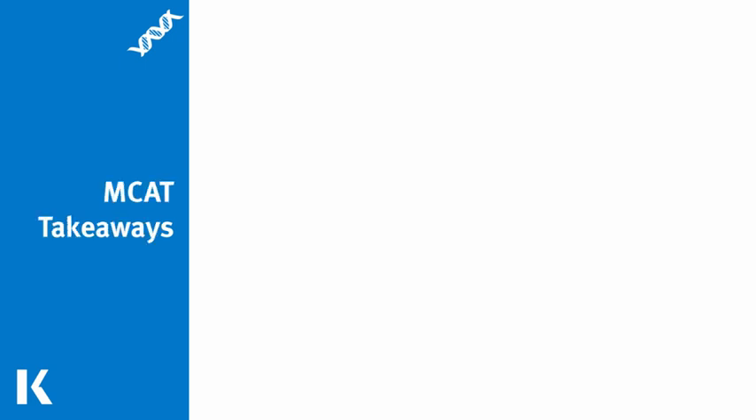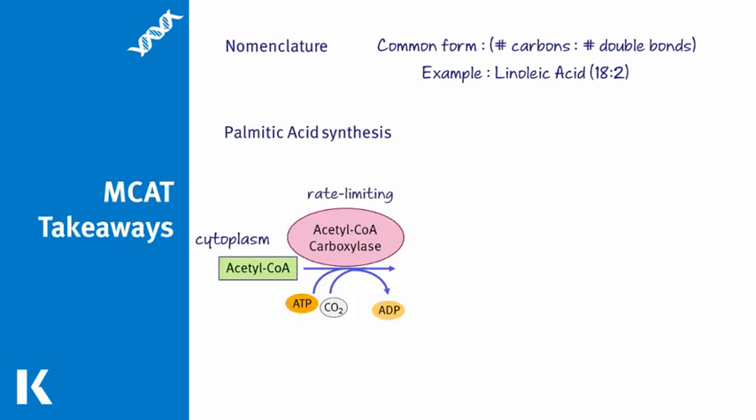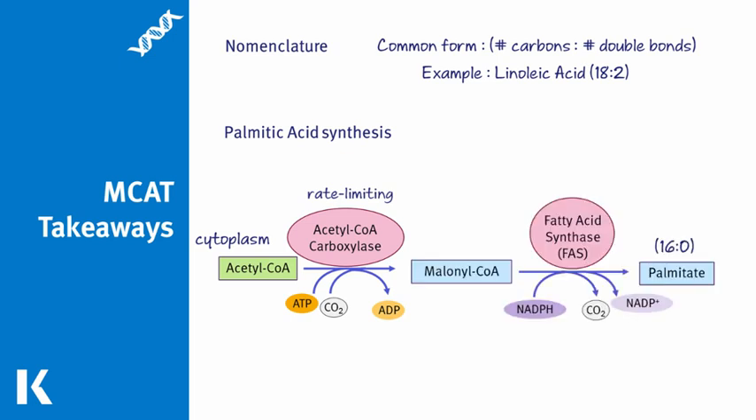Before we finish, let's quickly recap the important points surrounding fatty acids. In regards to naming, the number of both the carbon atoms and the double bonds must be included in the name. The synthesis of palmitic acid occurs in the cytoplasm from acetyl-CoA. The first step is rate limiting and requires the enzyme acetyl-CoA carboxylase. This forms malonyl-CoA, which forms palmitic acid in the presence of fatty acid synthase. Remember that both of these enzymes are stimulated by insulin.